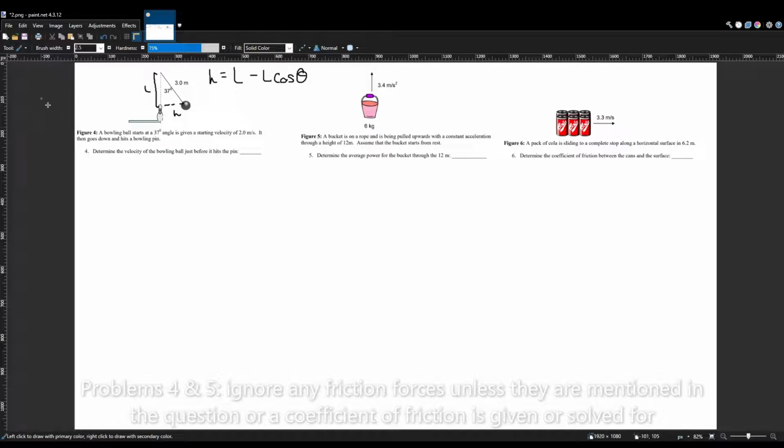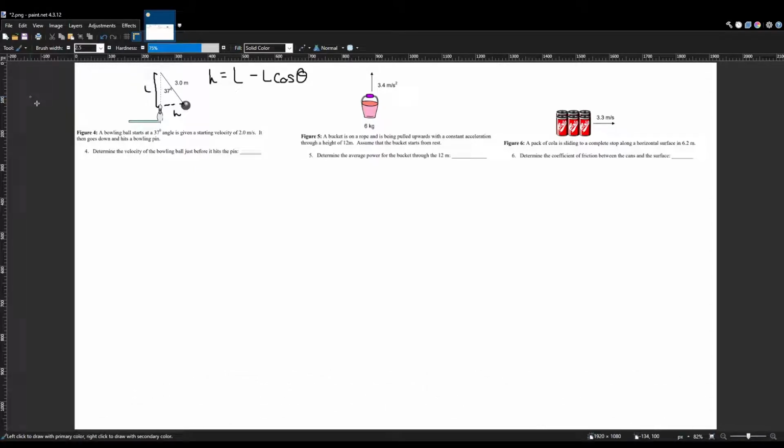Alright, on to question 4. The second half of the questions here. Figure 4 reads, a bowling ball starts at a 37-degree angle and is given a starting velocity of 2 meters per second. It then goes down and hits the bowling pin, and we're supposed to determine the velocity of the bowling ball just before it hits that pin, just in that infinitely small instant before it touches that bowling pin.